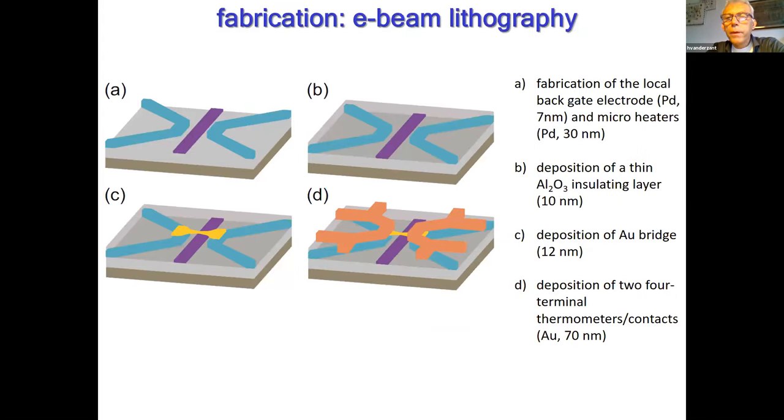The fabrication is done with E-beam. It's a four-step process. You see that we have the local gates. These are made of palladium. We have these micro heaters. We then put aluminum oxide as an insulating layer over everything. So this aluminum oxide layer separates the heater from the electrodes, but also separates the gold, to be electromigrated, shown in yellow now, from the gate. And then we deposit the wiring. This is a little bit in orange now, that is connected to all the equipment.